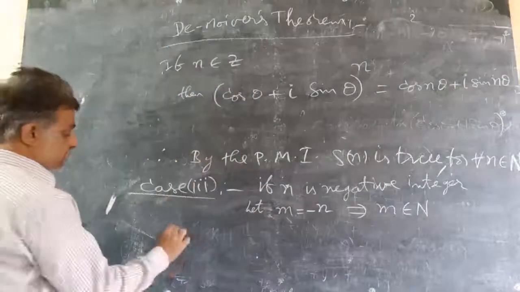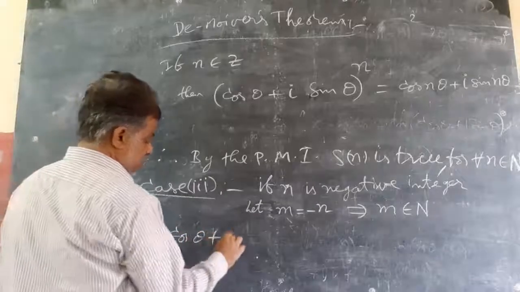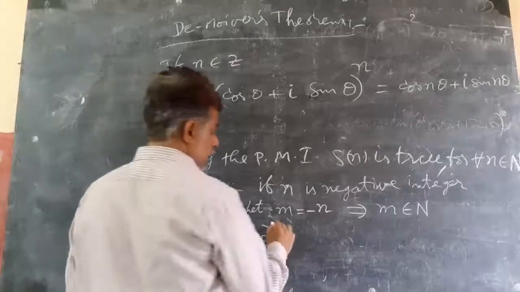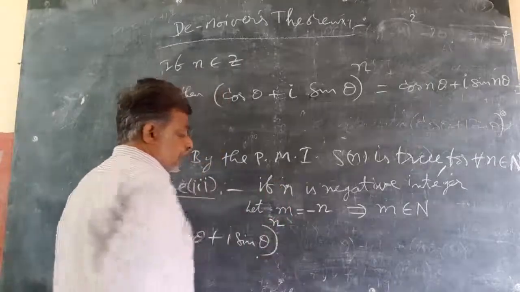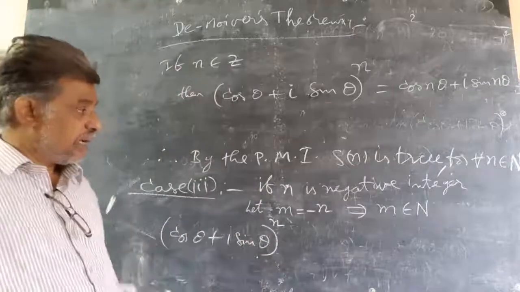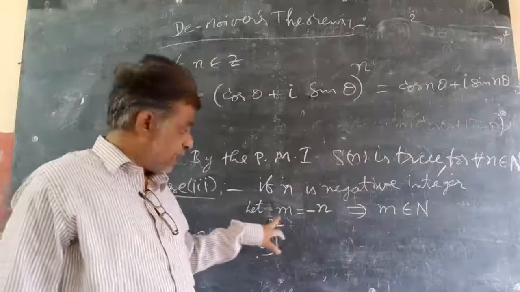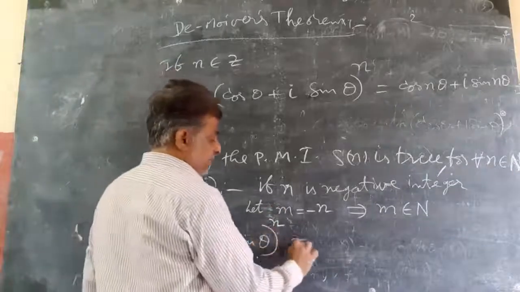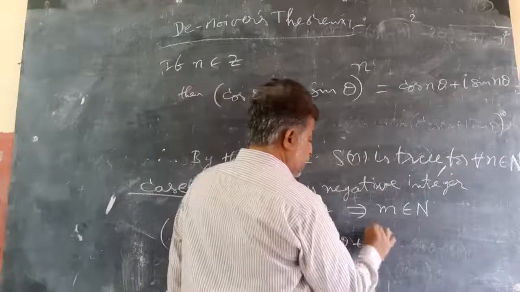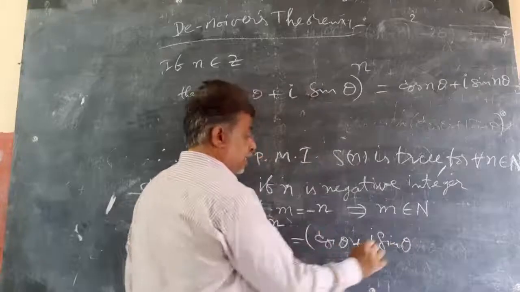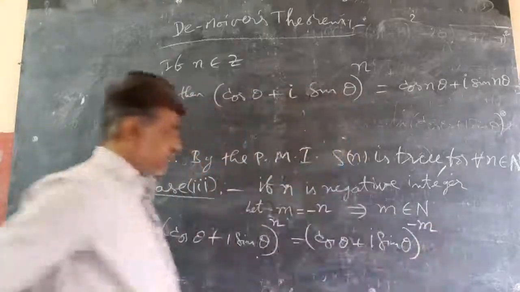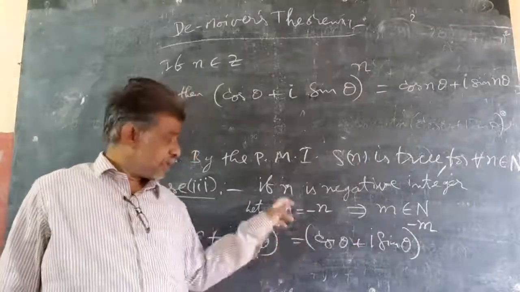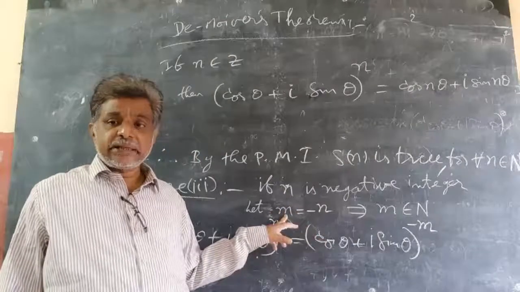Now we will go for this: cos theta plus i sin theta, whole power n. What is meant by n? Here n is negative. That means minus m I can write. m equal to minus n means n equal to minus m only. So I can write this given statement as cos theta plus i sin theta, whole power minus m, as n equal to minus m. I am substituting minus m in place of n.